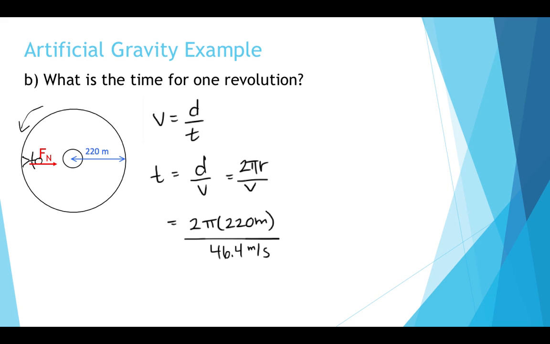Plug in our givens, 2 pi times the radius of 220 meters, divided by 46.4 meters per second. We get a time of 29.8 seconds. So it's going to take 29.8 seconds for this cylindrical object to make one full rotation.